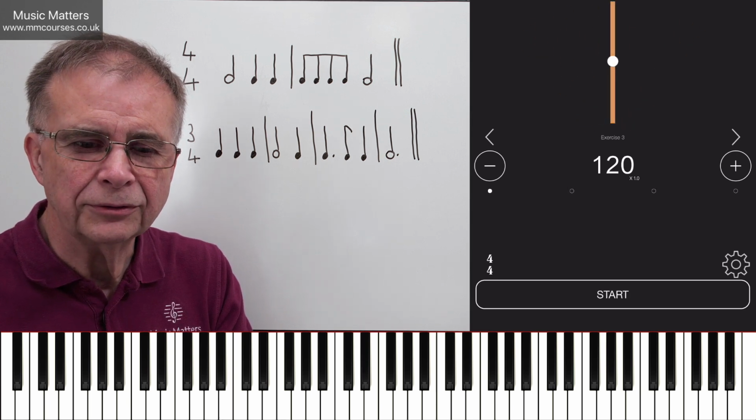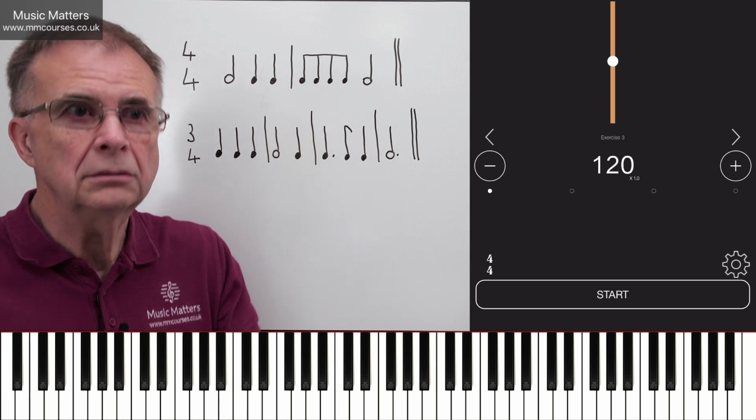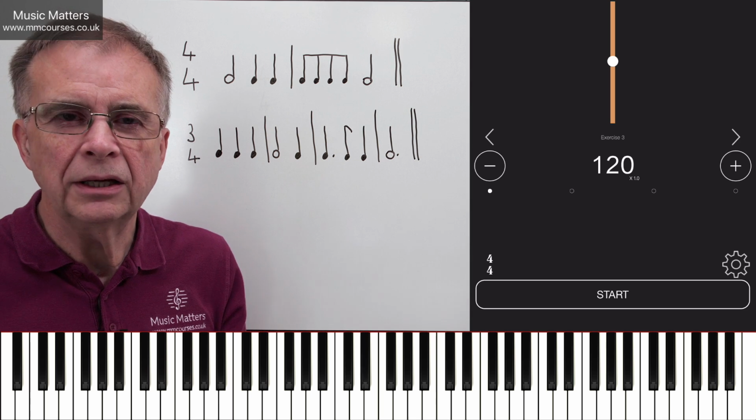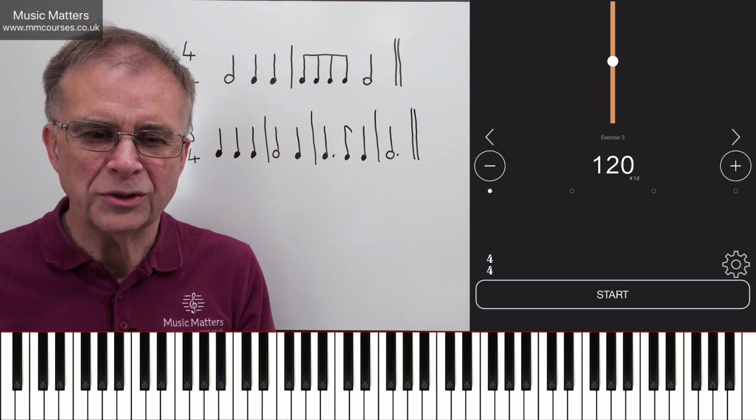Aha, how did that go for you? Did that catch you on the hop? It might well have done, because suddenly, oh goodness, that's the speed, and you get left behind on the first note. So adjusting to the speed is part of what we're trying to do here.